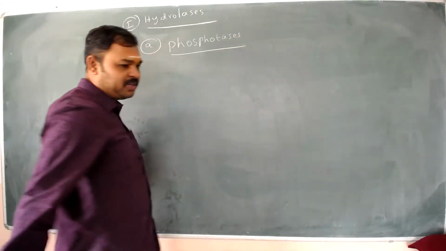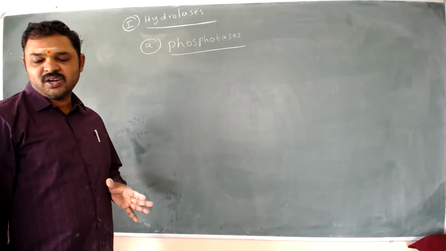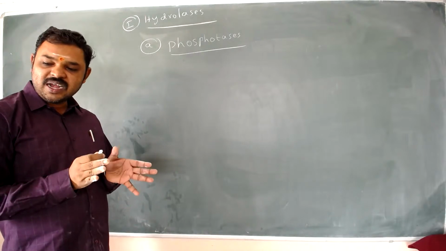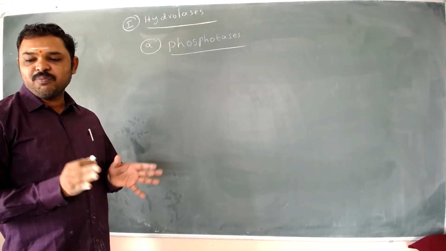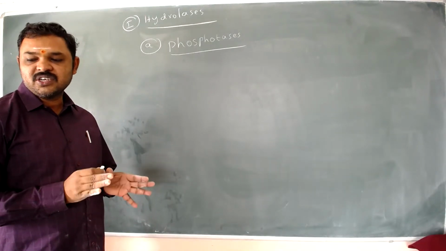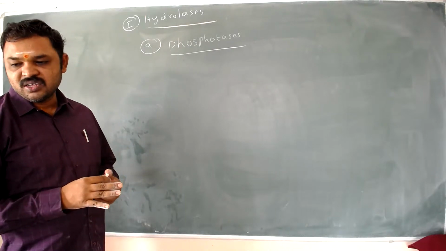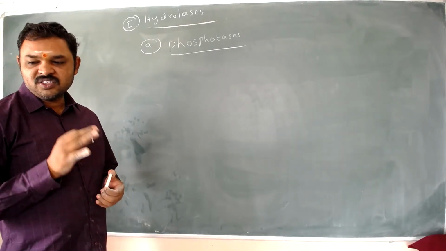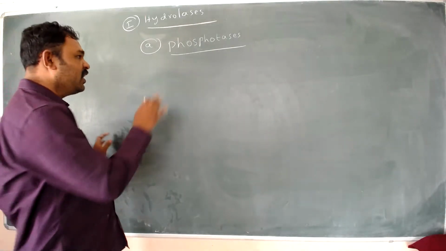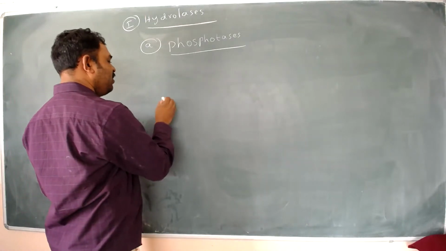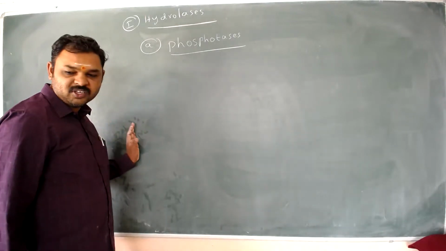What is meant by phosphatases here? In the presence of water, the enzymes which can catalyze the reaction for removal of phosphate from a substance are called phosphatases. The enzymes here. Suppose you see here fructose 1,6 biphosphate.